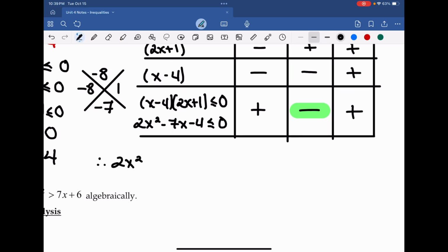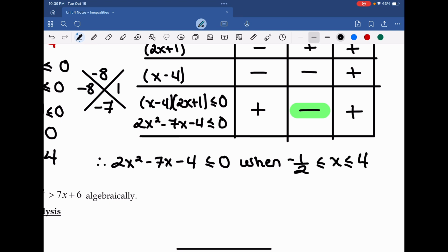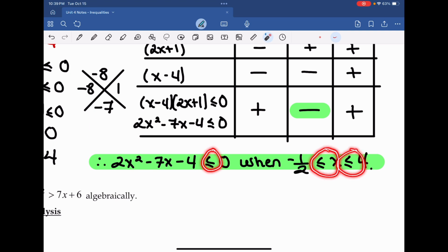Therefore, 2x squared minus 7x minus 4 is less than or equal to 0 when it is between those x-intercepts of negative 1/2 and 4. And again, do you see how we look at this and say that if our inequality included the equal sign, then our answer will also have the equal sign? That's immediately how you know.